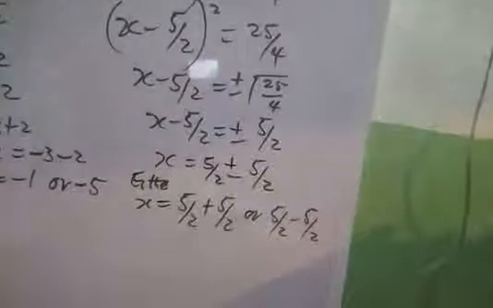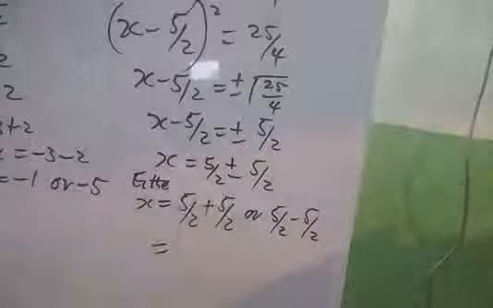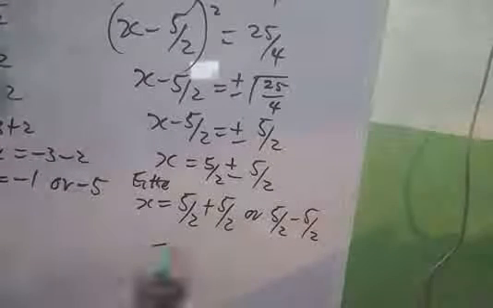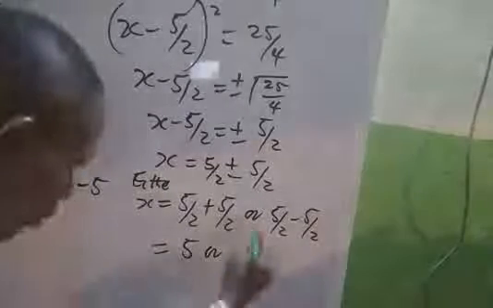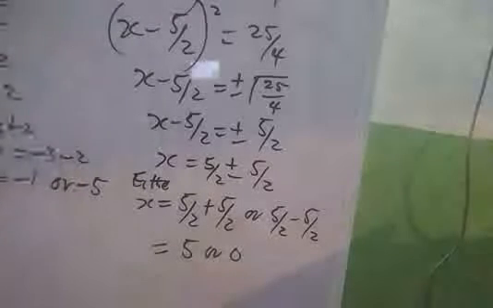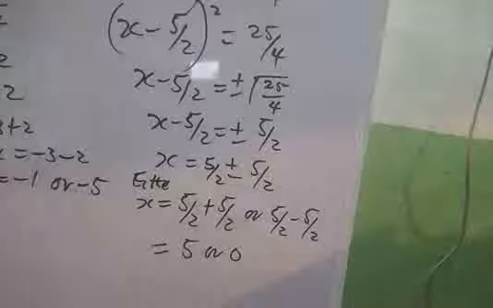And if you solve that, your final answer will be equals to 5 over 2 plus 5 over 2 is 5, or 5 over 2 minus 5 over 2, that will give you what? 0. So our final answer here is what? 5 or what? Or 0. 5 or 0.